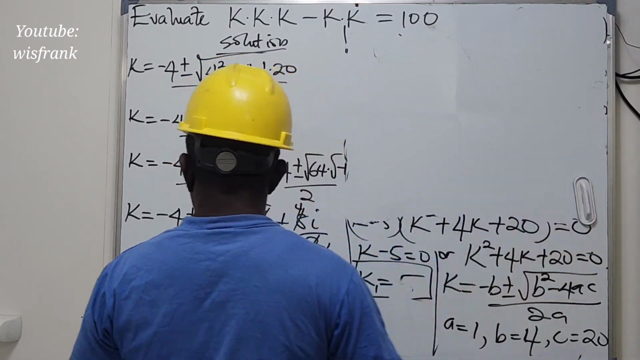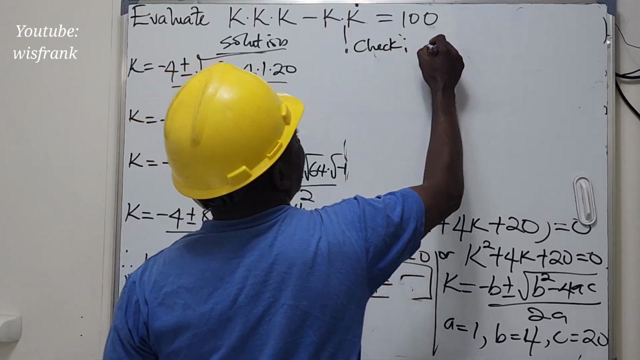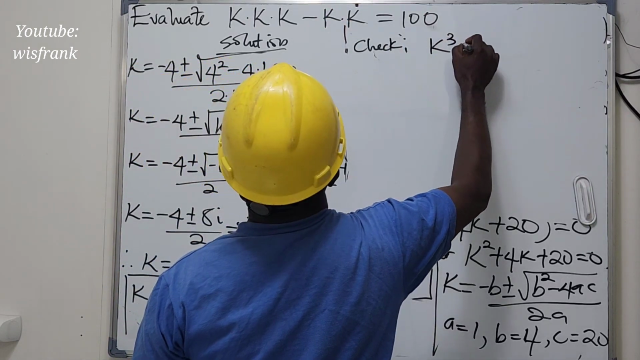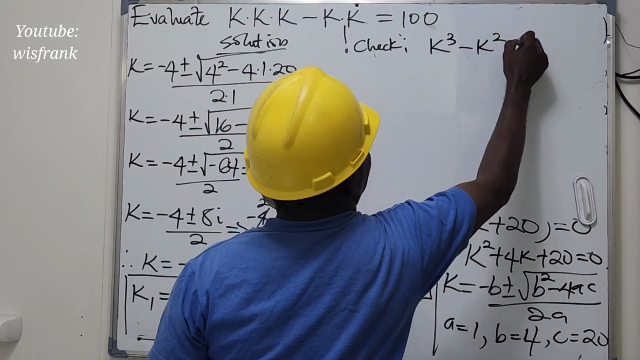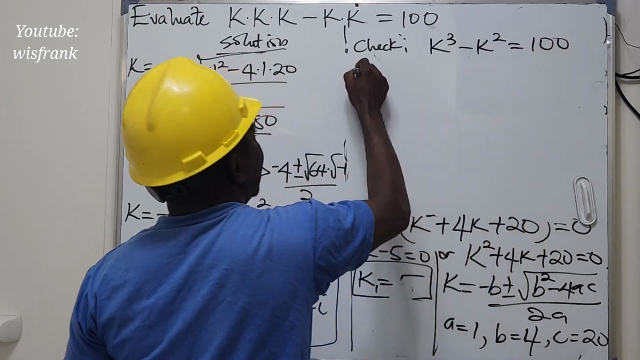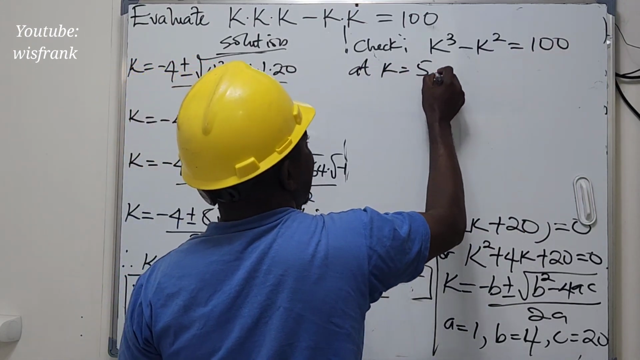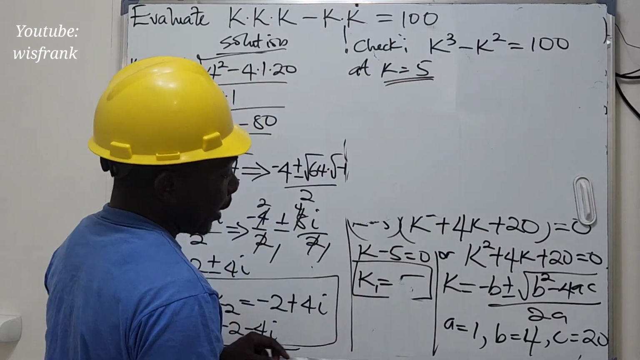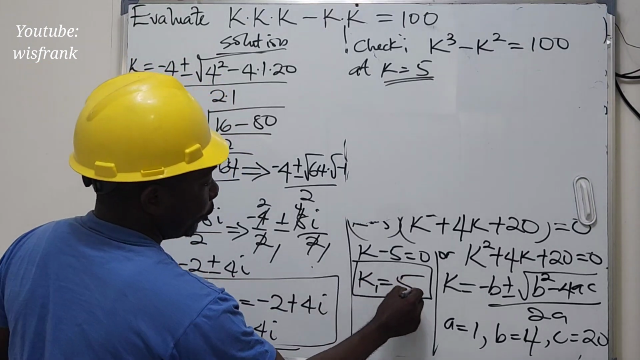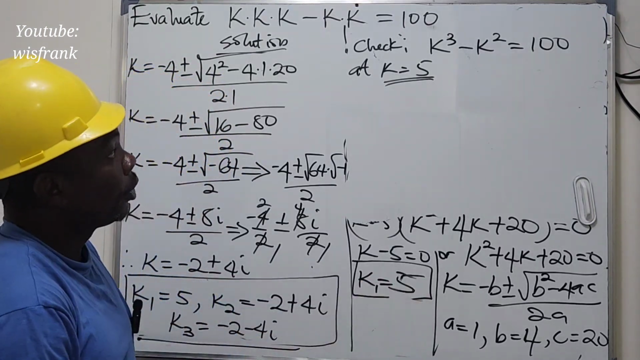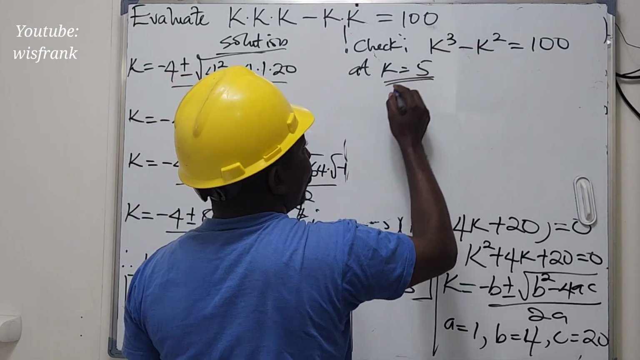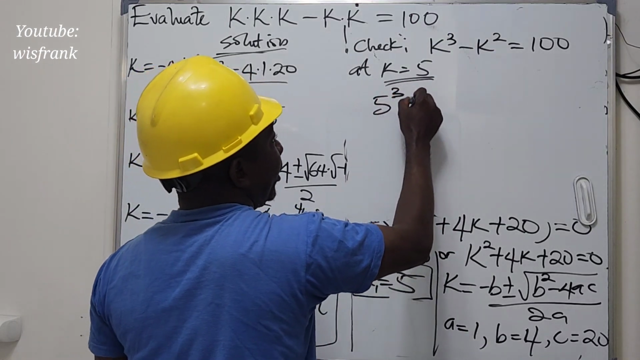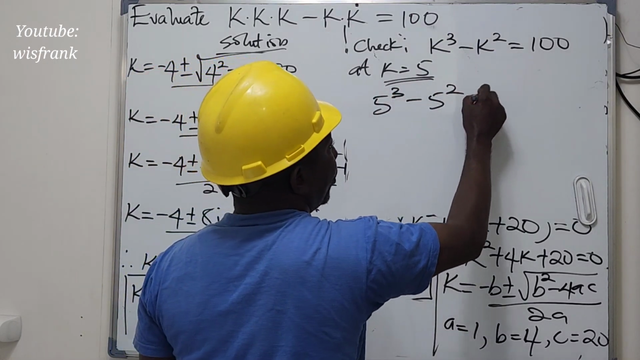So from here, we say that check from the question given, let's say k to the power of 3 minus k to the power of 2 equals to 100 at k equals to 5. Let's take the first one, which is k equals to 5. So our k was equals to 5. So substituting the value of k into here, so we have 5 to the power of 3 minus 5 to the power of 2 equals to what? Which is 100.